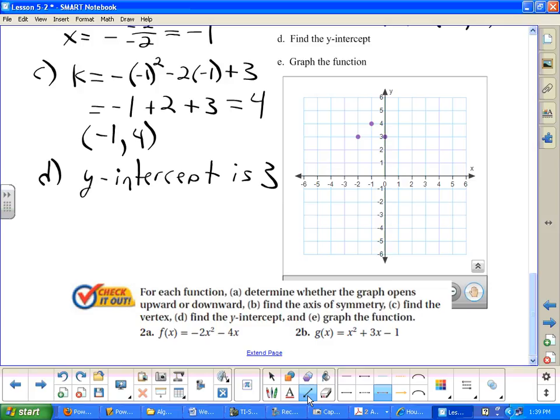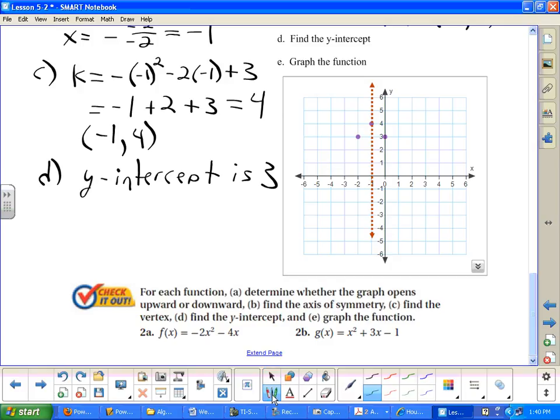Because the axis of symmetry is right here. And so my points have to be equal distance on each side of that axis of symmetry. So since the y-intercept is 1 over from the axis of symmetry, I'll go 1 over the other way. It isn't always 1. It was in these two examples, but it's not always that way. Okay. Then I draw my line, my graph.